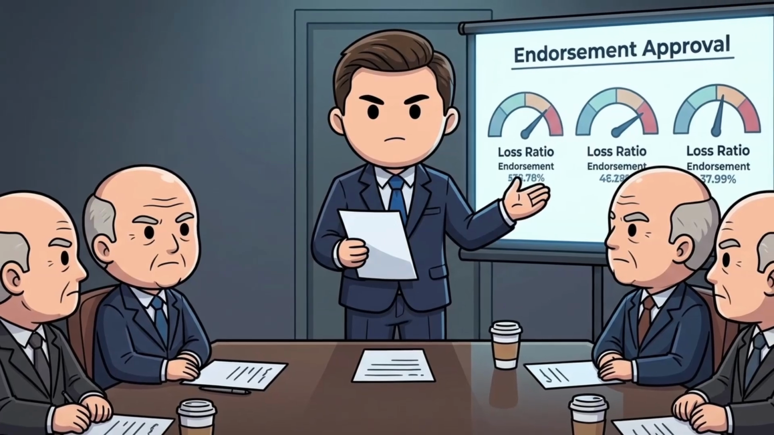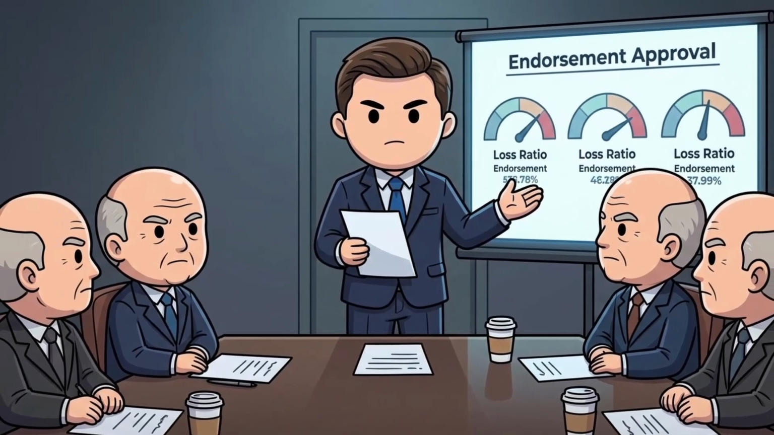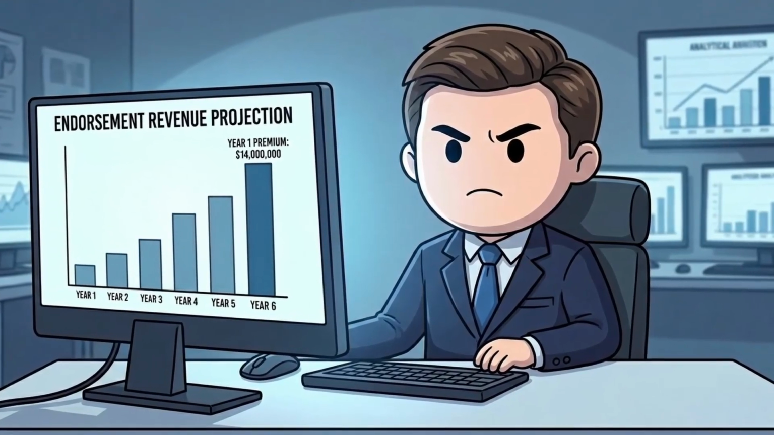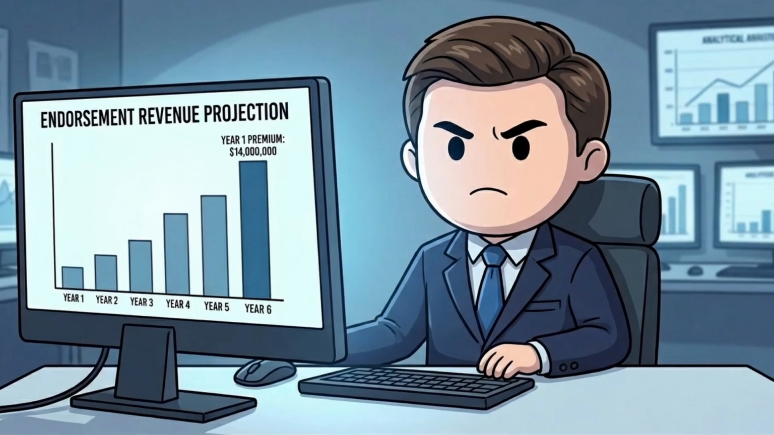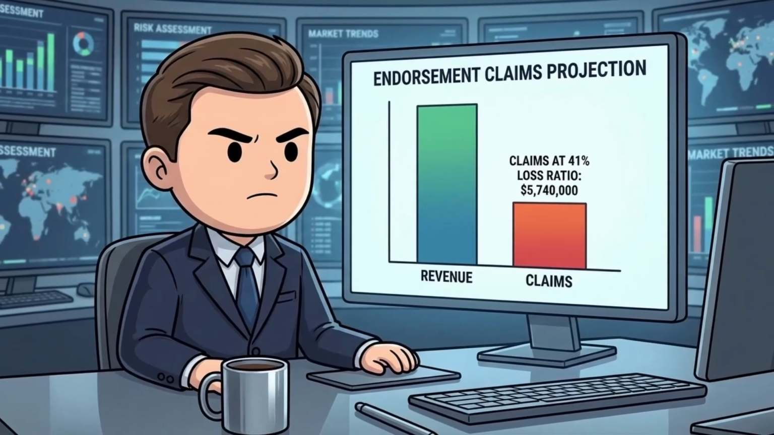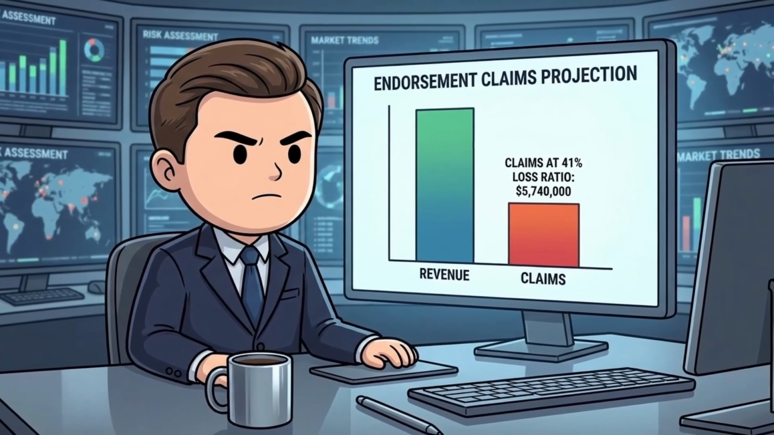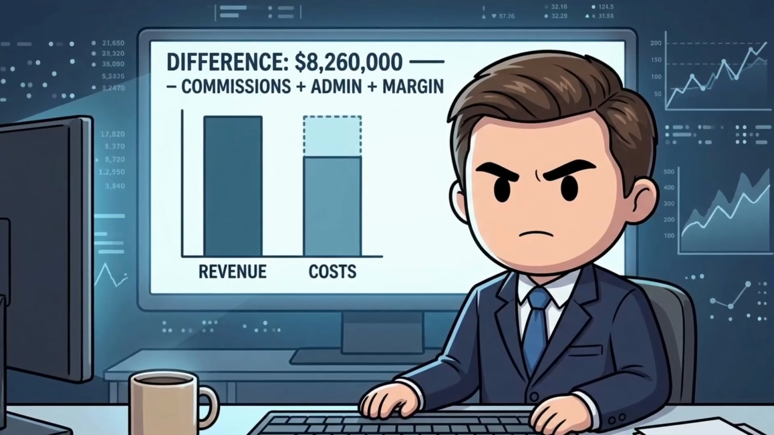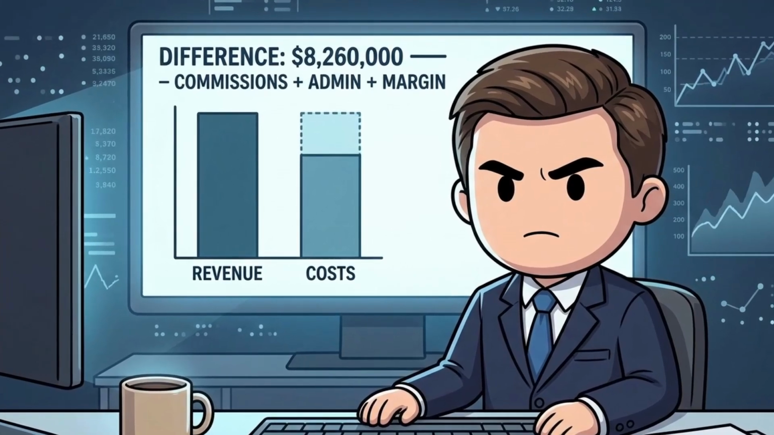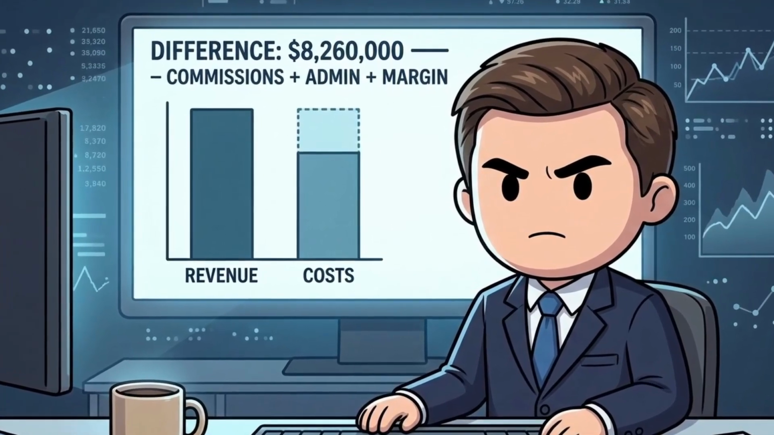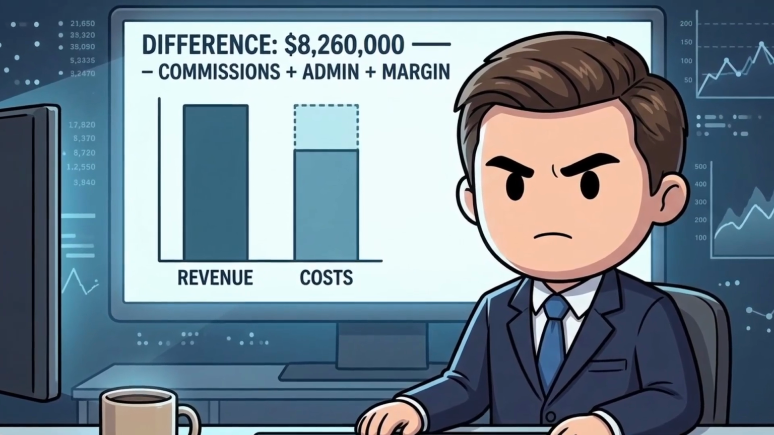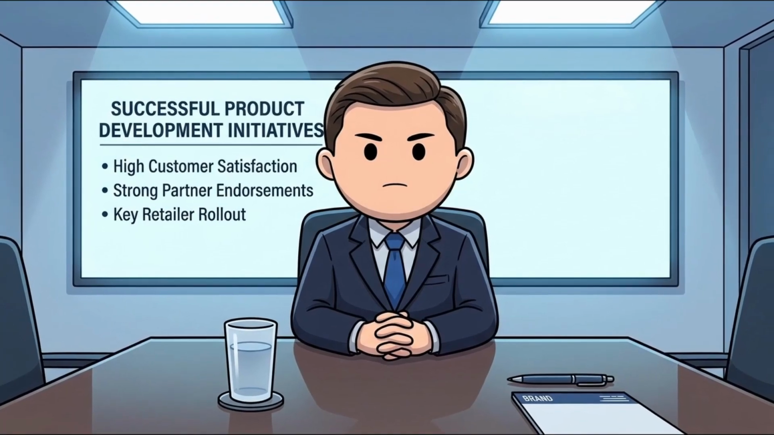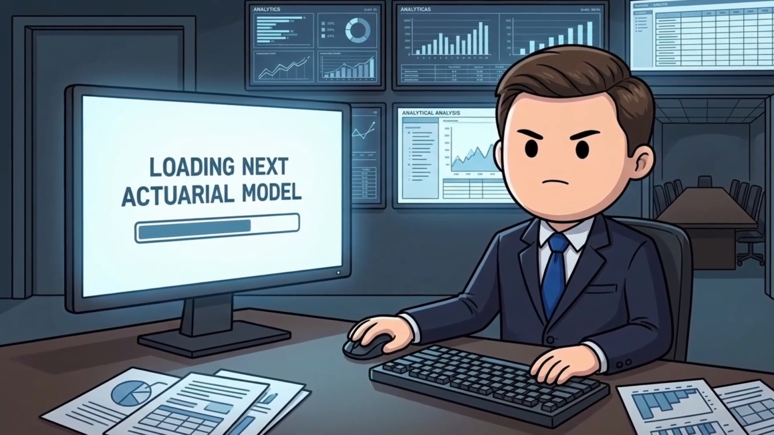You present the endorsement to the Product Development Committee. The committee approves it. It will generate approximately $14 million in premium across the book in the first year. At a 41% loss ratio, it will pay approximately $5,740,000 in claims. The difference, $8,260,000, will cover commissions, administrative costs, and margin. The committee notes the endorsement as a successful product development initiative. You return to your desk. You open the next model.